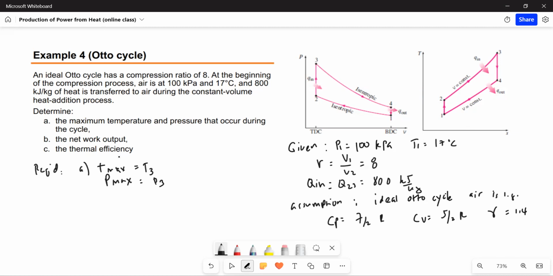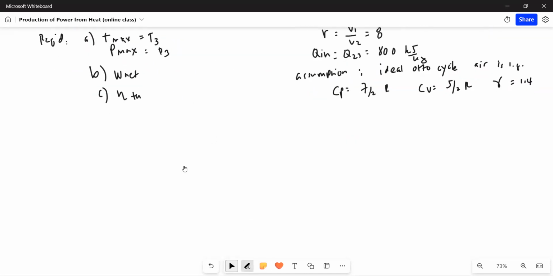For letter B, the network, so work net. And letter C, the thermal efficiency. Since we assume that this is an ideal cycle, we can use the thermal efficiency of the ideal Otto cycle, or N Otto, or NTH, or N cycle. So let's use NTH, thermal efficiency. Okay? So we proceed with the solution.